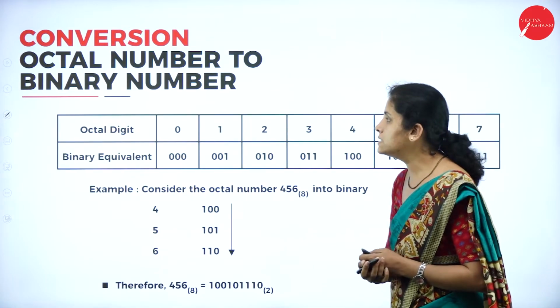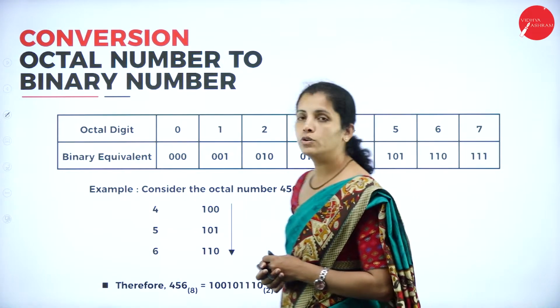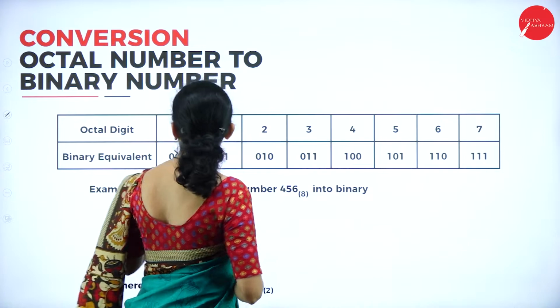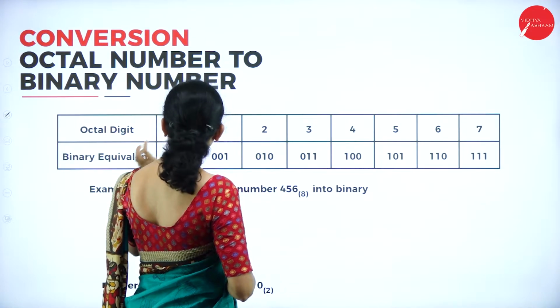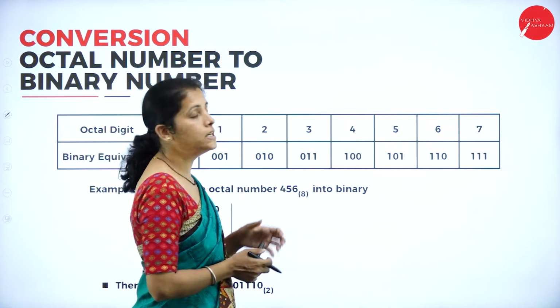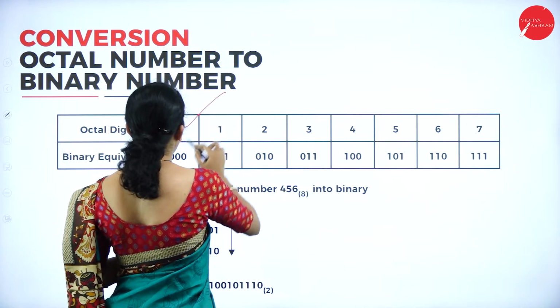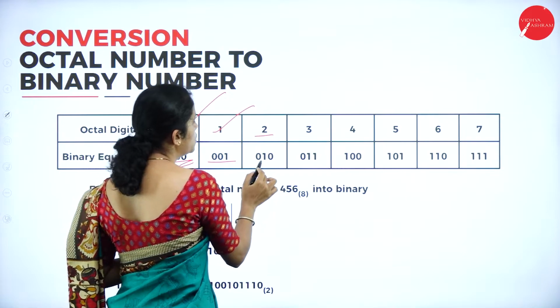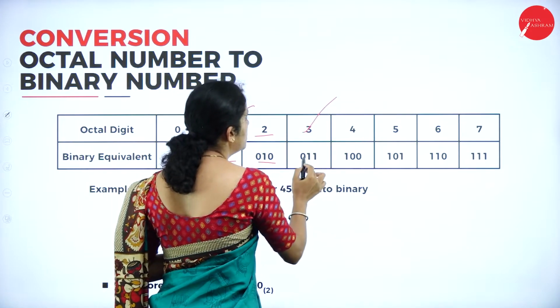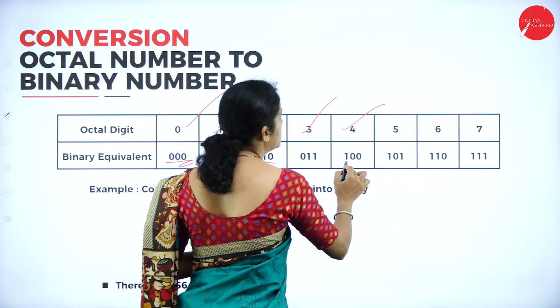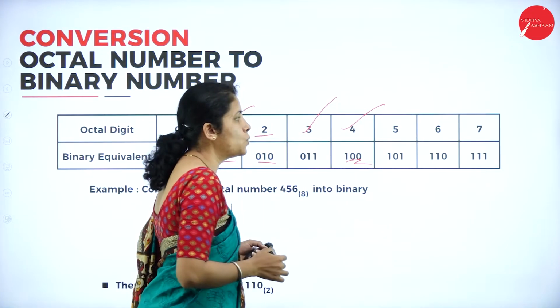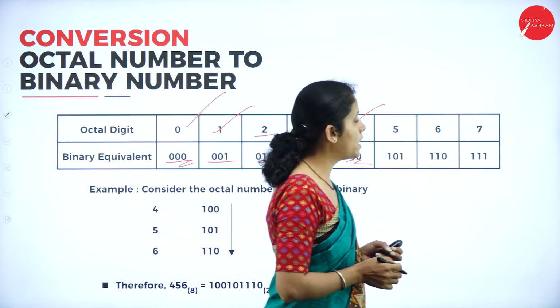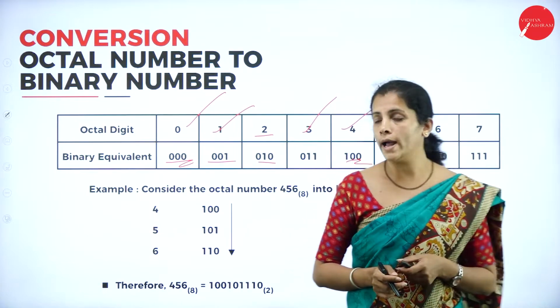Now let me consider the example here. So dear student, this is the octal digit, and I'm going to have the binary equivalent. For 0, I'm going to write 000. For 1, 001. For 2, 010. For 3, 011. For 4, 100. 5, 101. 6, 110. And 7, 111.